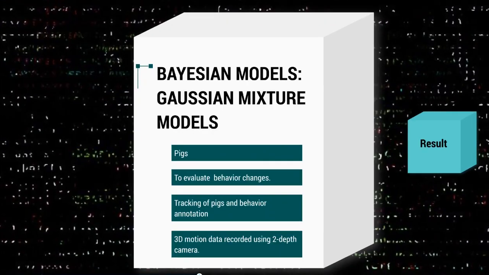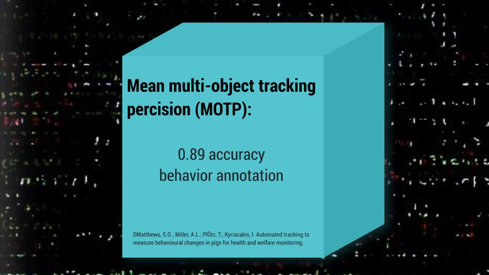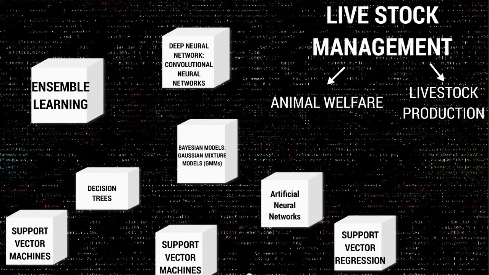To track and evaluate the behavioral changes in pigs, a Bayesian volume mixture model is being used in this study. The 3D motion data is recorded using a TrueDepth camera. The mean multi-object tracking position reached up to 0.89 accuracy in behavior annotation. Now, I'll proceed to the livestock production part.